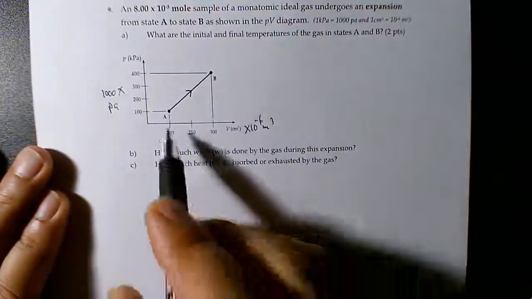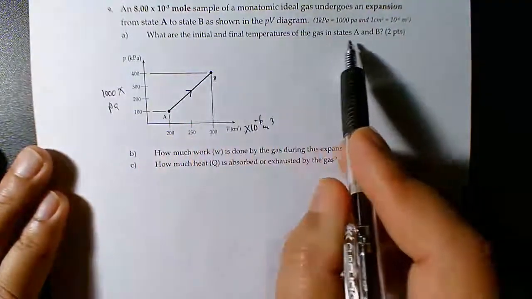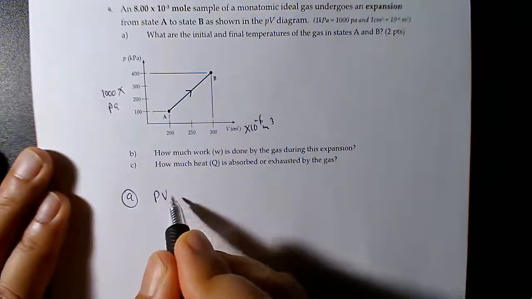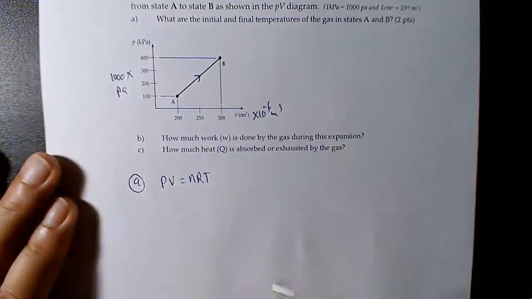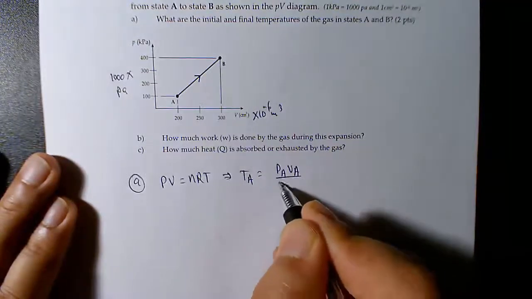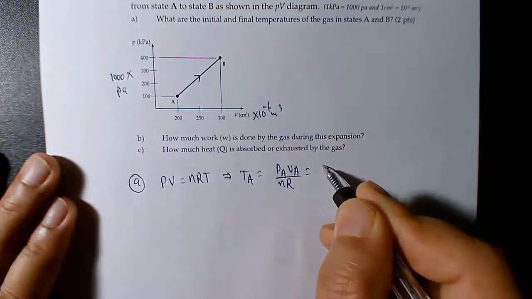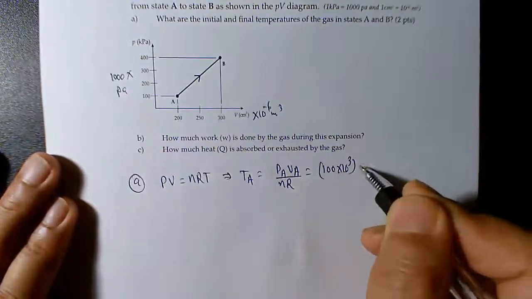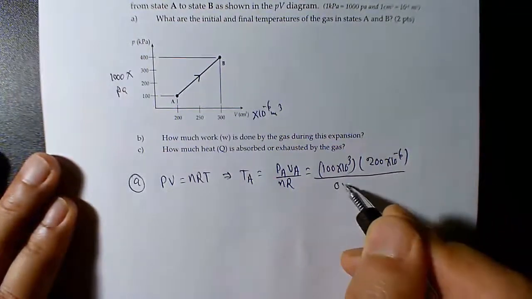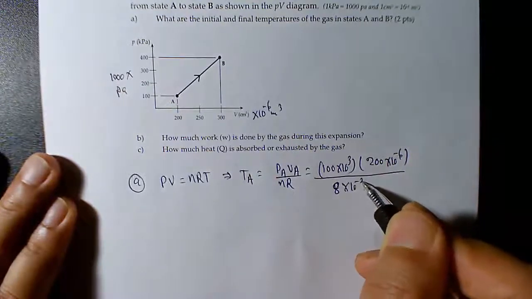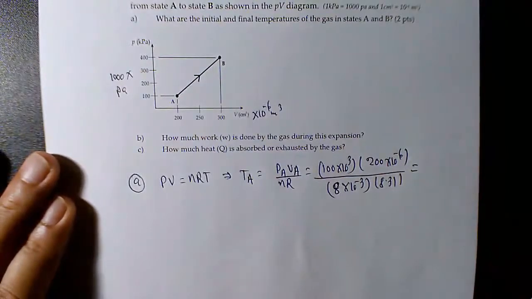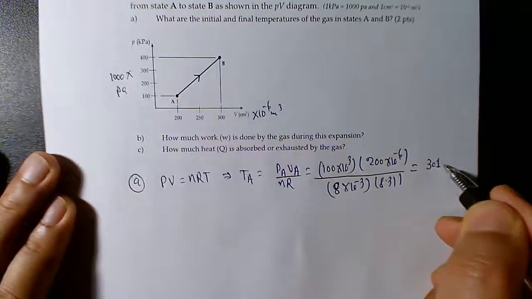Then there are three questions. What are the initial and final temperatures of the gas at state A and state B? That's pretty straightforward. Just again use PV equals nRT, using this basic equation. So temperature at A is given by pressure at A times volume at A divided by nR. Pressure at A is 100 kilopascal, multiplied by 1000. Volume at A is 200 centimeter cubed, times 10 to the power -6, divided by the number of moles 0.8 times 10 to the power -3, and R is 8.31. If you do this calculation, you find that it's 301 Kelvin.